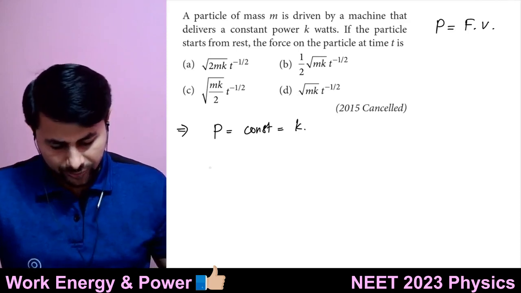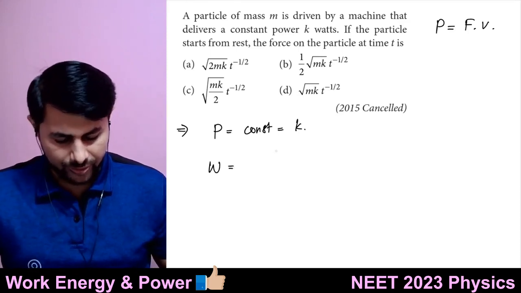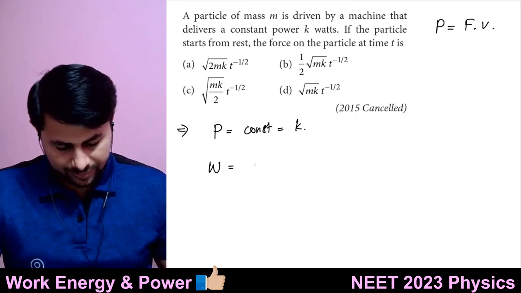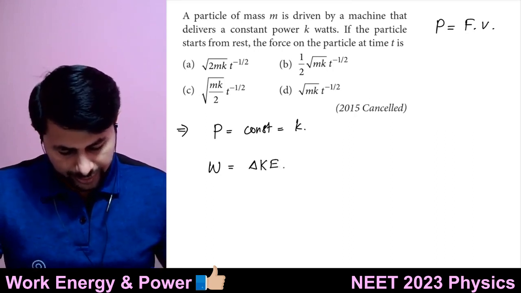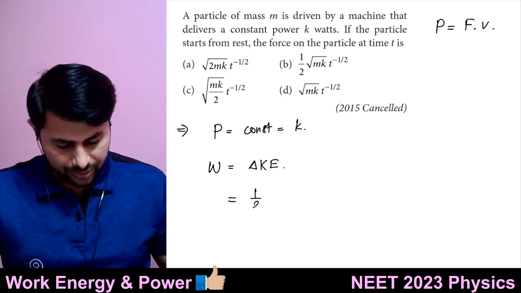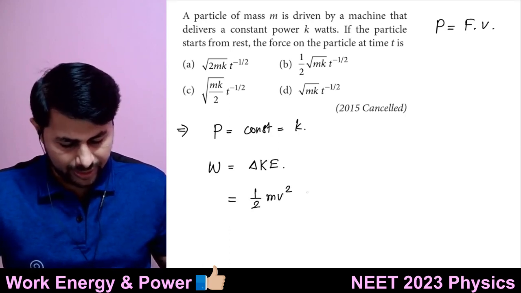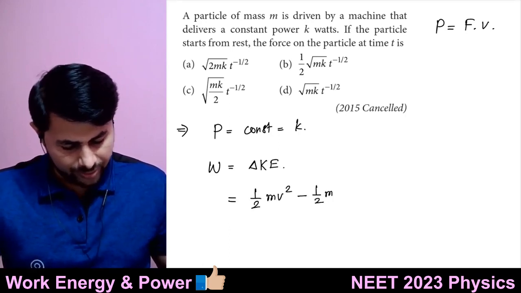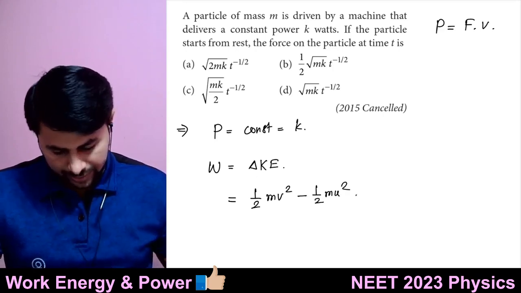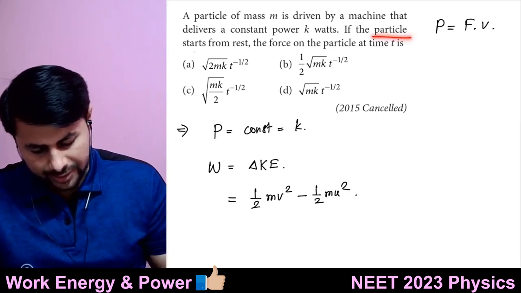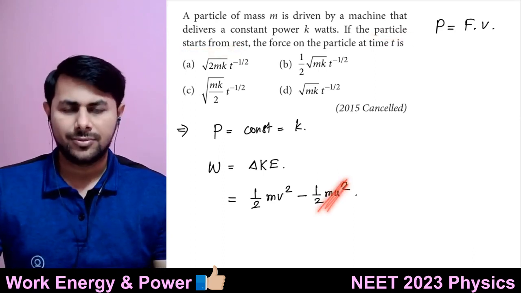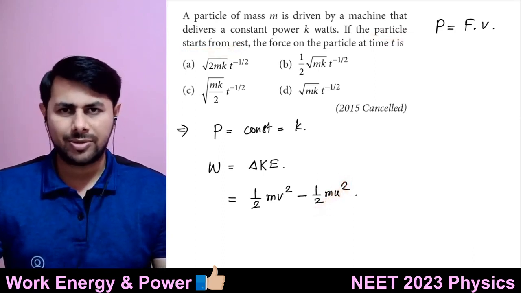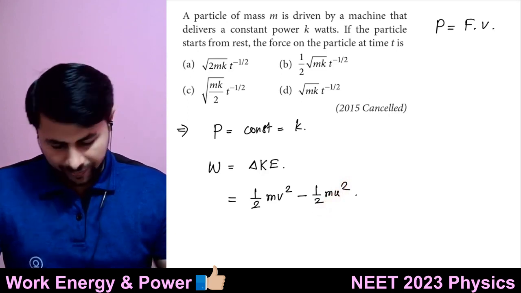Okay. So work done here will be equal to what? Change in kinetic energy. So delta KE, okay. So that is equal to half of m into v square minus half of m into u square. And the particle starts from rest. So this will be equal to 0, right? Initial kinetic energy will be equal to 0, okay.